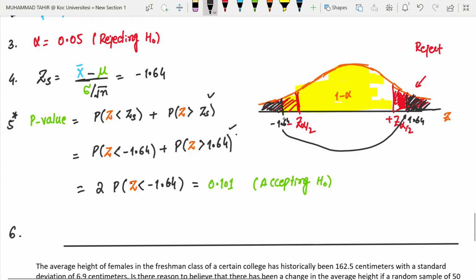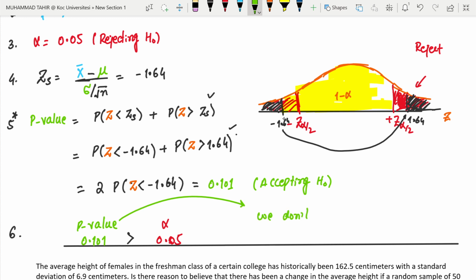Now the sixth step is you compare both. You compare p with alpha. You have to see which is bigger. The p value is 0.101 and the value of alpha is 0.05. So which one is greater, accepting or rejecting? Yes, the p value is greater, so we do not reject H0. So this is the answer.